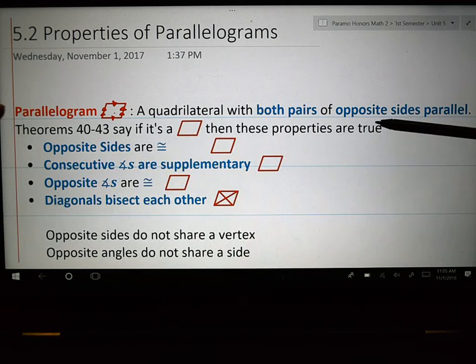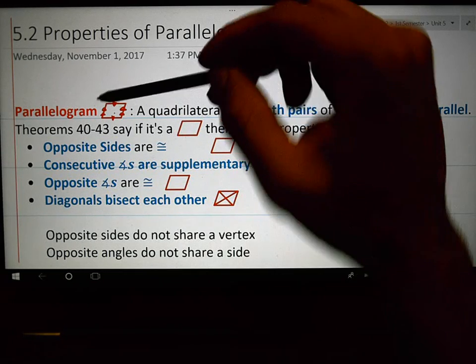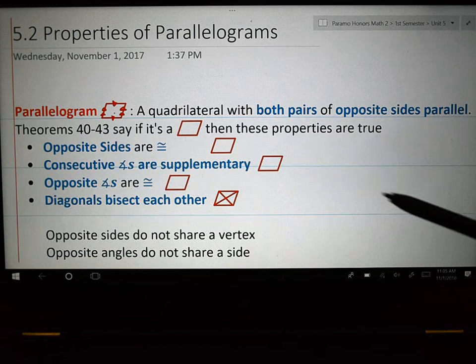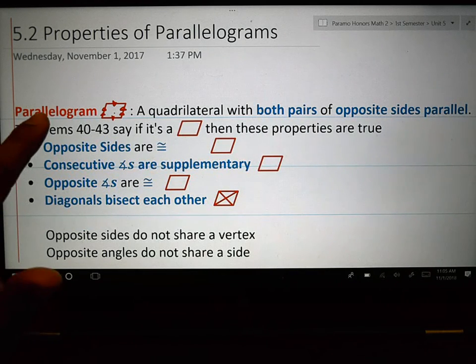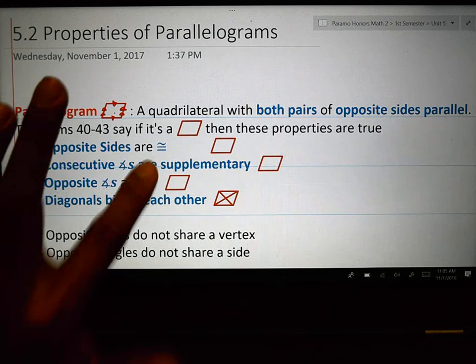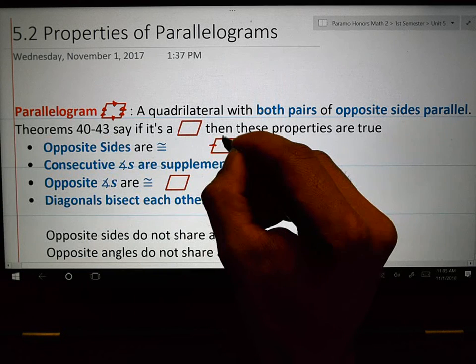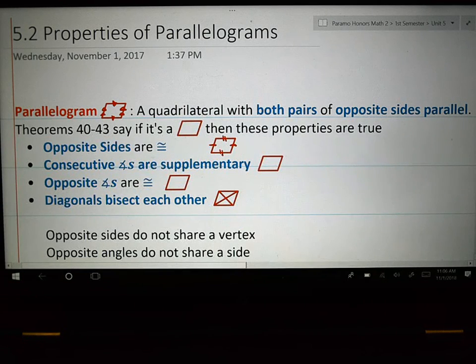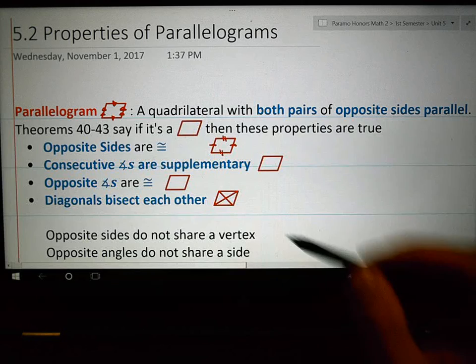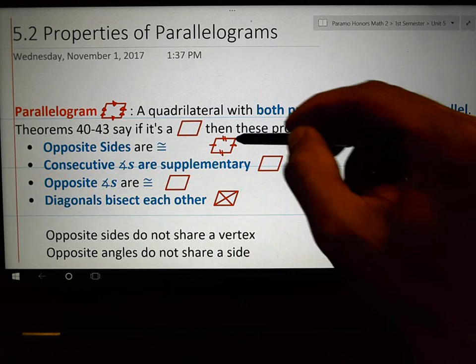And so, if I know what a parallelogram is, there are certain properties that each parallelogram has. If I know it's a parallelogram, these four theorems state that these properties are true. First and foremost, if it's a parallelogram, the opposite sides are congruent. That means that this side will be the same length as this side, and the top will be the same as the bottom. If you know it's a parallelogram, then this is true.